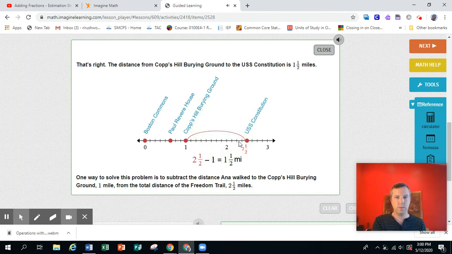And that's what they're showing us. Now in their explanation, they say one way to solve this is to subtract. You can do that. We add it on. Either way works.